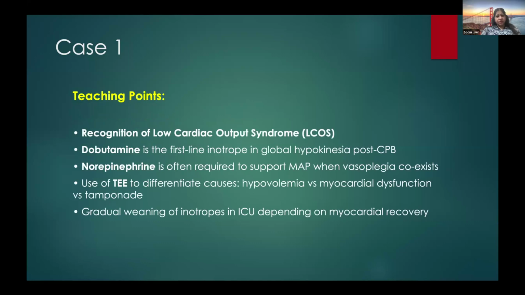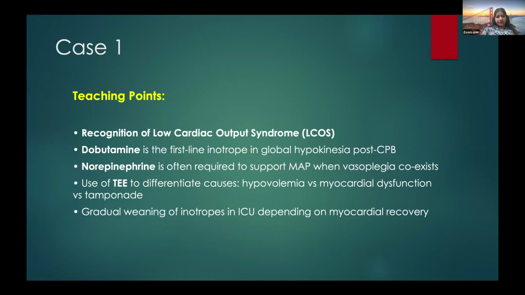So, what is the problem the patient had? It is the low cardiac output syndrome. We have to recognize the low cardiac output syndrome very early so we can start the treatment as early as possible. According to the ASA guidelines, dobutamine is the first line of inotropes in global hypokinesia in post-CPB patients. And norepinephrine is often required to support the mean arterial pressure when vasoplegia coexists with the fall of the BP. That is, low cardiac output with vasoplegia, norepinephrine is indicated along with the dobutamine.